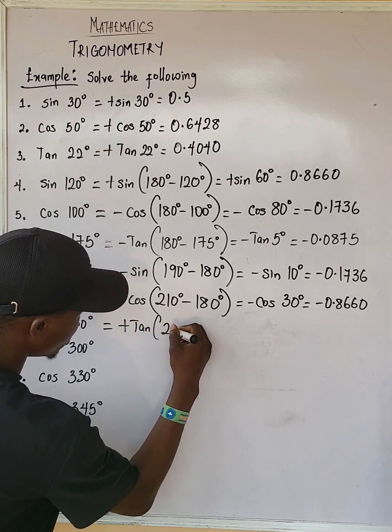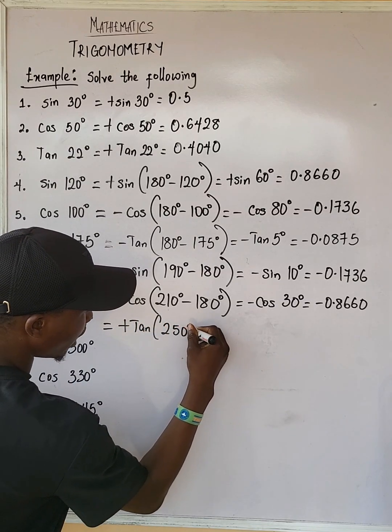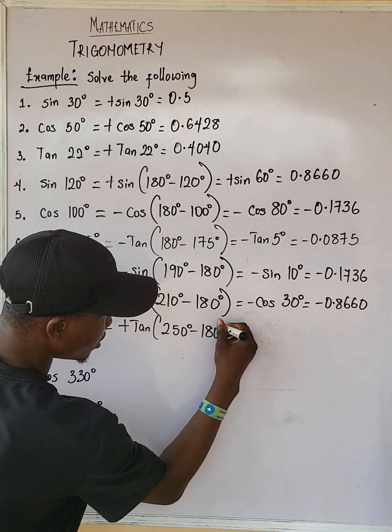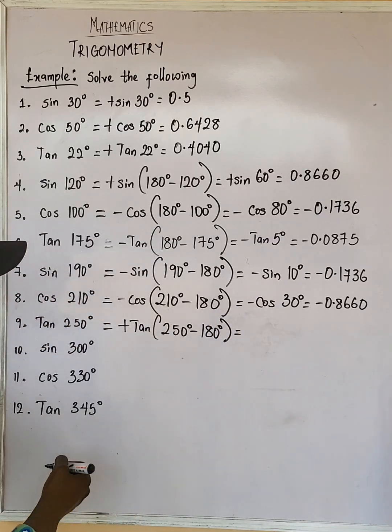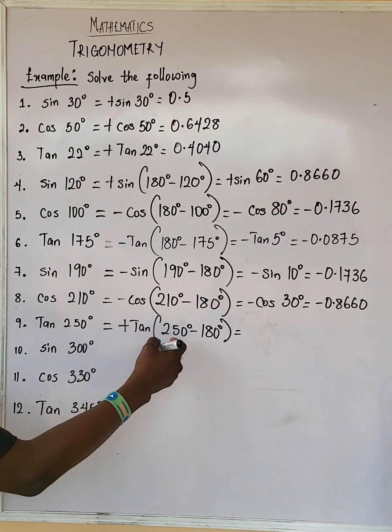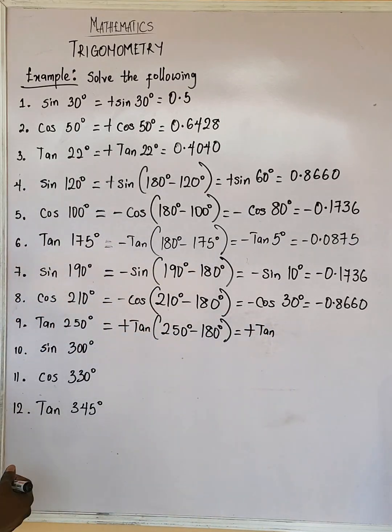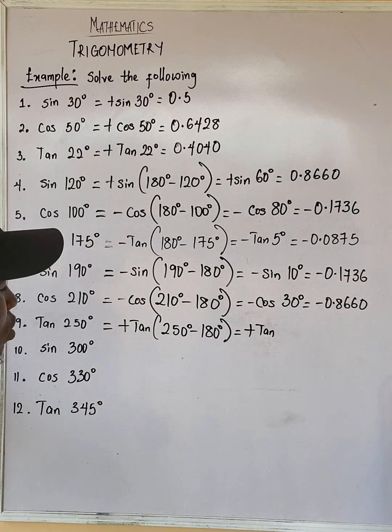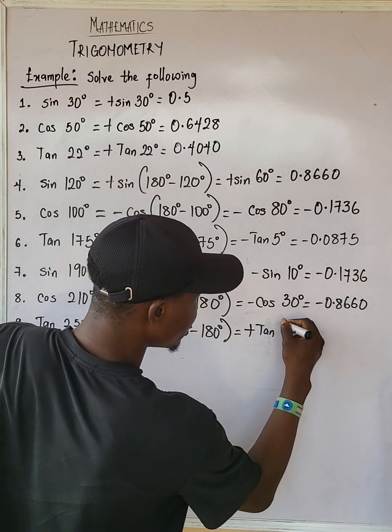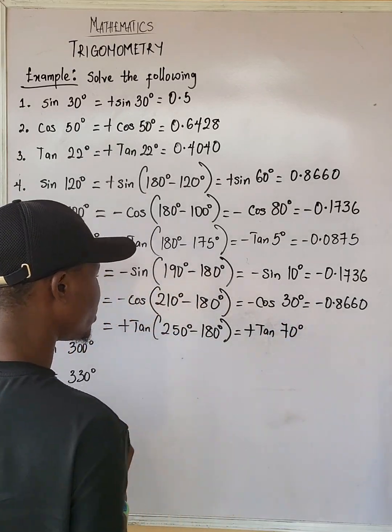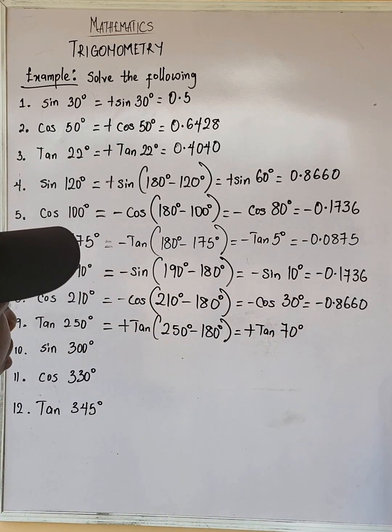So how do we get the angle? We say that angle minus 180, right? That's how we get the angle there. So here it gives us plus tan. 250 degree minus 180 degree will give us what? It gives us 70 degree, right? 250 degree minus 180 degree will give us 70 degree.